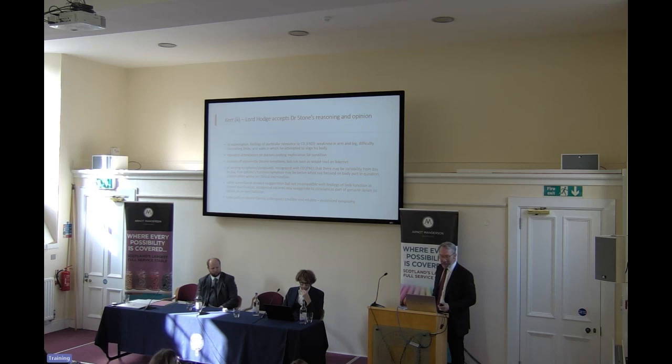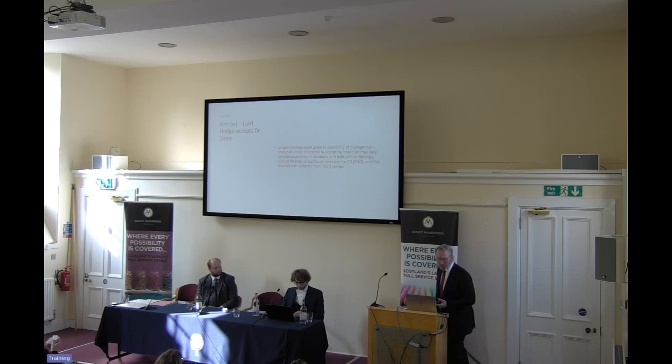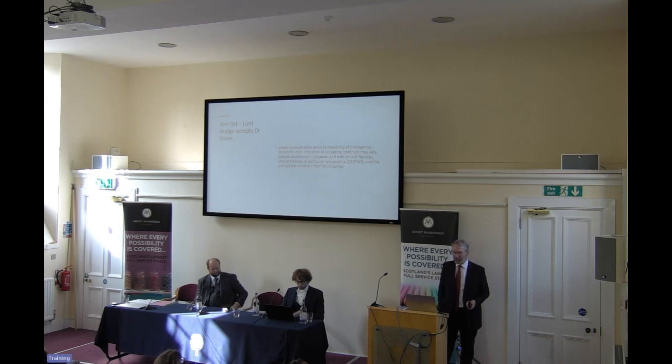And the third party evidence that Dr. Stone had gone through in detail, family and colleagues, were found to be credible and reliable as witnesses. They were speaking to functional problems for the pursuer, and Lord Hodge took that on board as part of Dr. Stone's reasoning as to why it was appropriate to arrive at the diagnosis. And then Lord Hodge also noted that Dr. Stone had given proper consideration to the possibility of malingering, but that malingering had been excluded under reference to accepting that condition may vary from time to time, and the overall consistency in the family and colleagues' account with clinical findings.